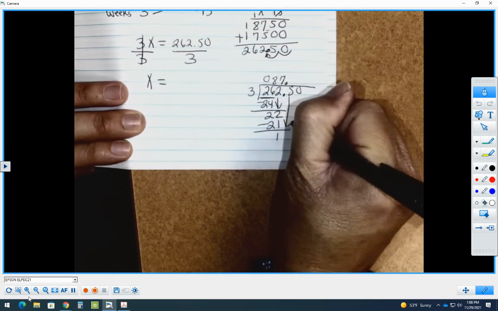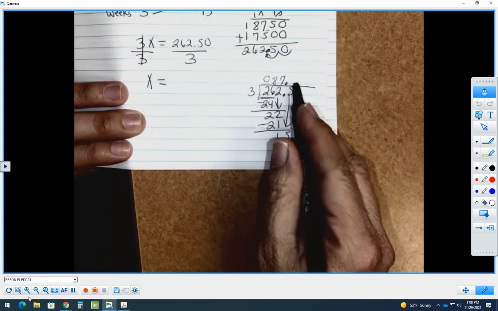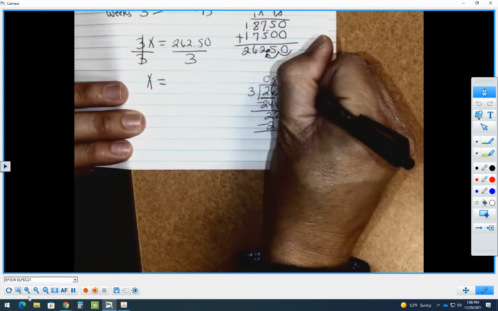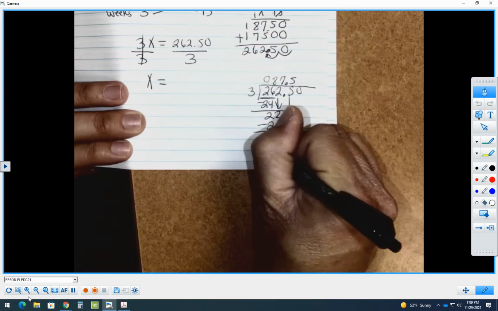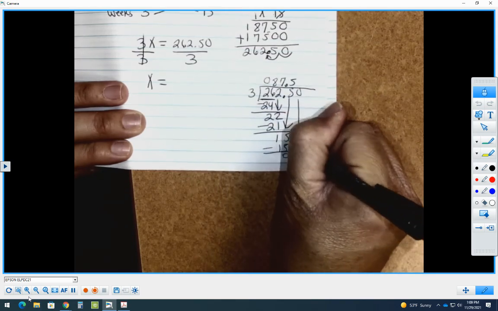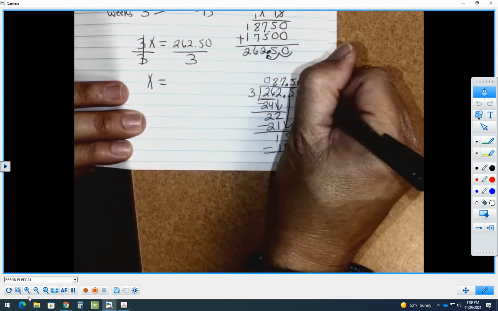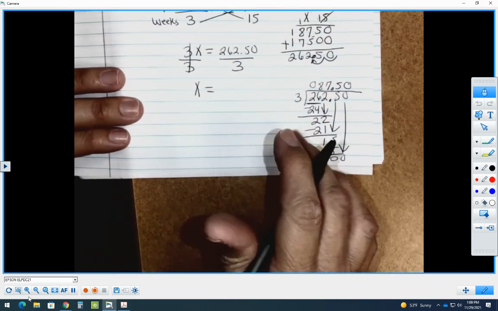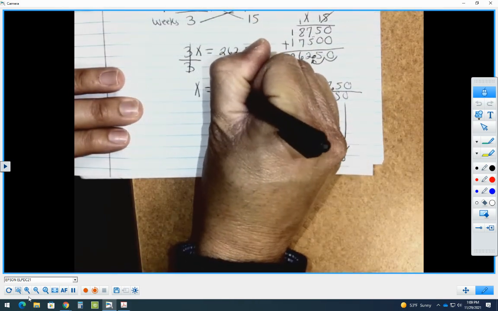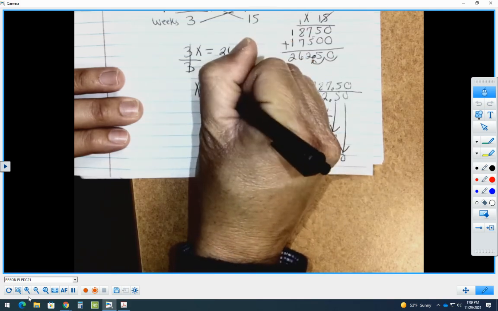Now you can bring down the 5. 3 times what gives me 15? 5 times 3 is 15. Bring down the last 0. 0, that's not enough, so my answer is 87.50, and it is positive.